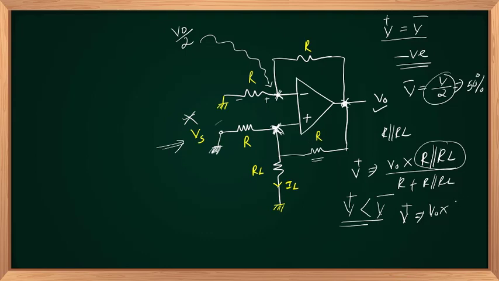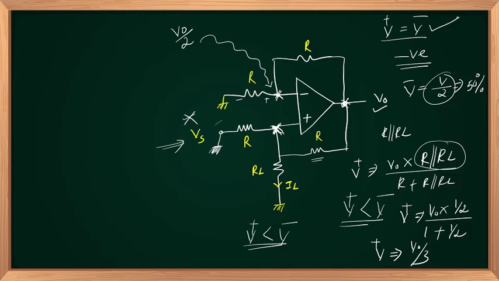So R parallel RL will give you 1 by 2 kilo ohms, divided by R is 1, R is 1, 1 parallel 1, again 1 by 2 kilo ohms. So that will give you V plus equal to V out by 3. As this comes in parallel, so always in this circuit V plus will be less than V minus, implies negative feedback dominates, so V plus equal to V minus, right?